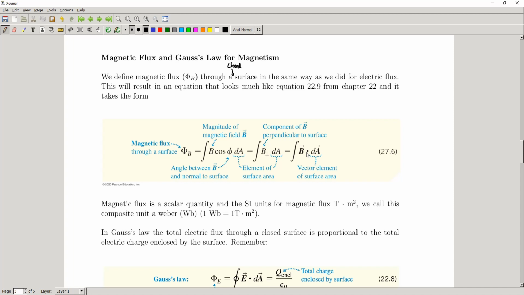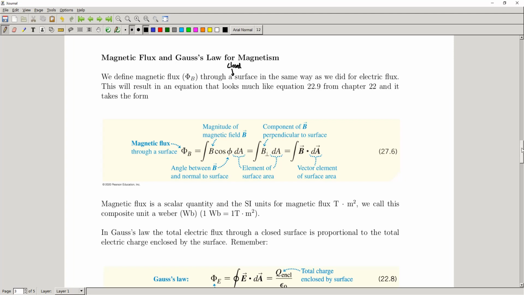So equation 27.6 here is our magnetic flux equation. Our magnetic flux comes in SI units of what we call Webers, and 1 Weber is just 1 Tesla meter squared. So these Webers are what we would use to describe magnetic flux, and they're just a Tesla meter squared. Okay, now Gauss's law.